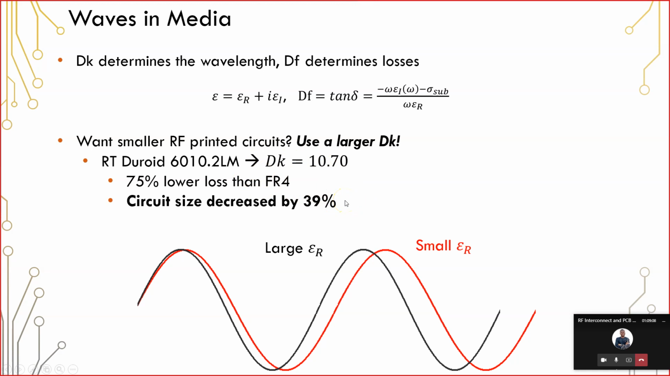But eventually, the circuit gets so small that you can't manufacture it with a standard PCB manufacturing process. And so then you actually do want to use a smaller dk, because a smaller dk is going to give you a circuit that you can actually manufacture with the lower loss than the standard FR4 grade materials.